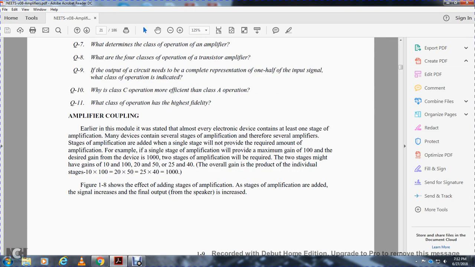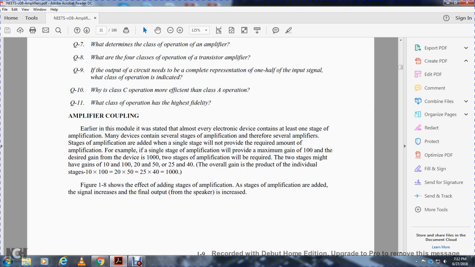Amplifier coupling. Early on, it was said that almost every electronic device contains at least one stage of amplification. Most devices contain several stages of amplification. Therefore, several amplifier stages added together provide the required amount of amplification that a single stage could not. For example, a single-stage amplifier might provide a gain of 100. If the desired gain of the device is 1,000, two-stage amplification will be required.